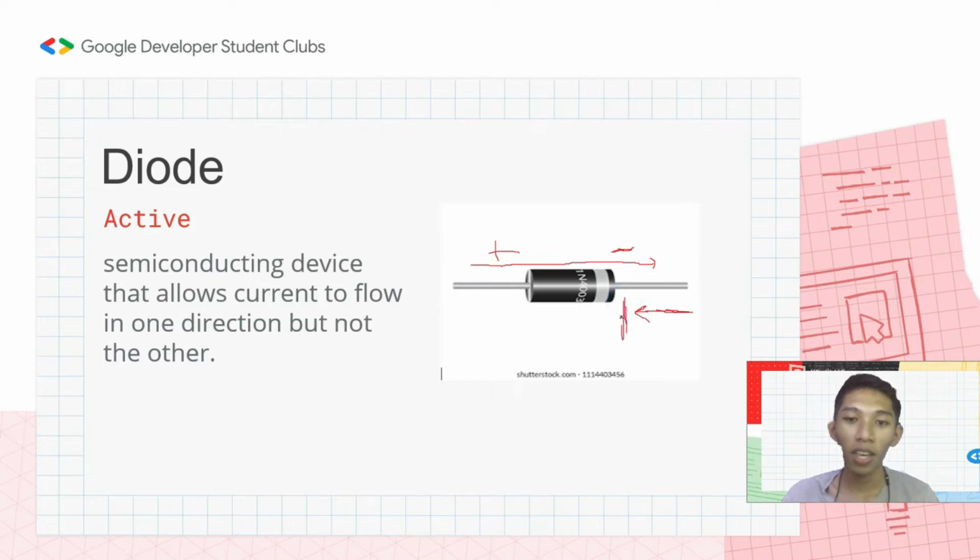It does not let the current flow from negative to positive because a diode is a semiconductor, which means it could be either insulative or conductive. It can let the current flow. It can also block the current.